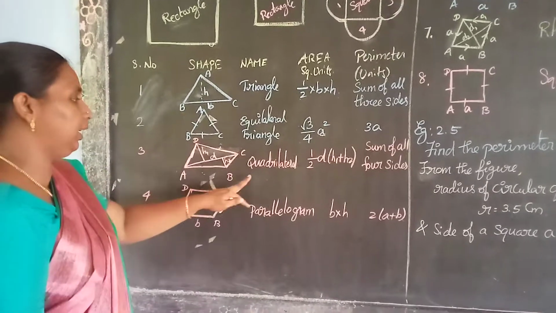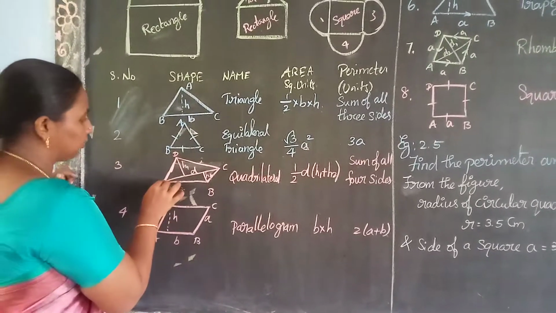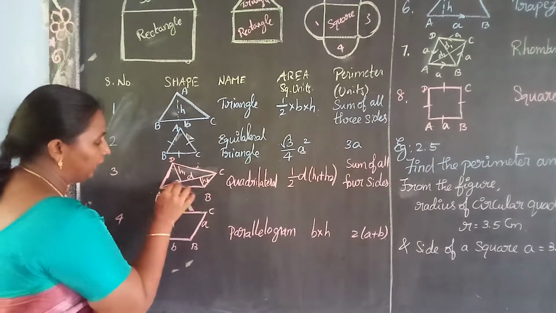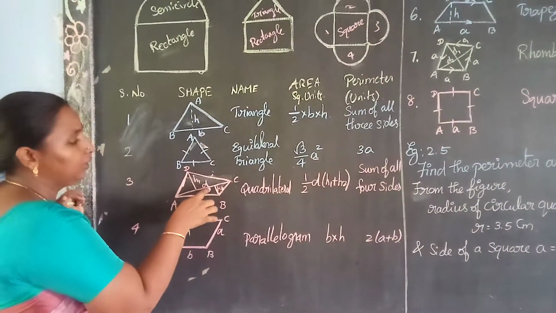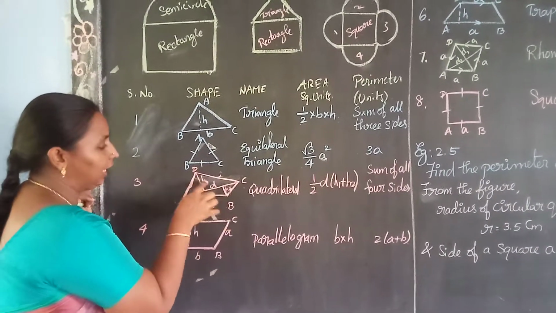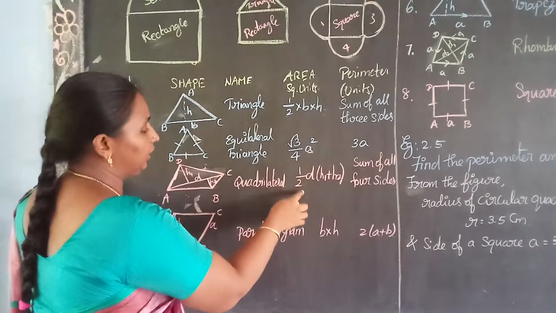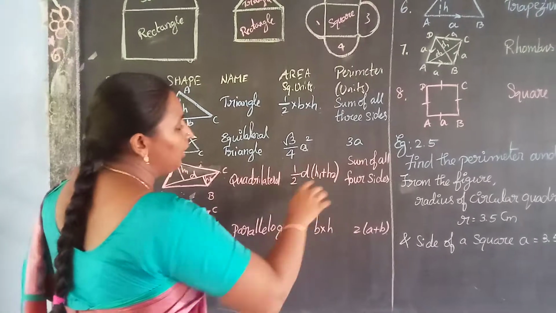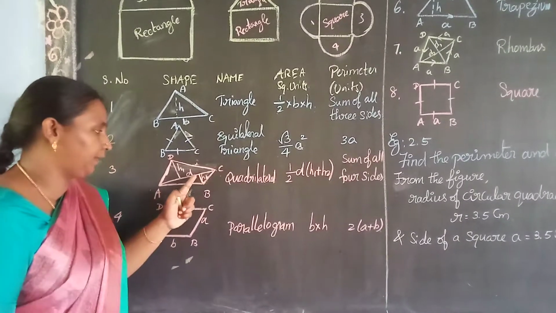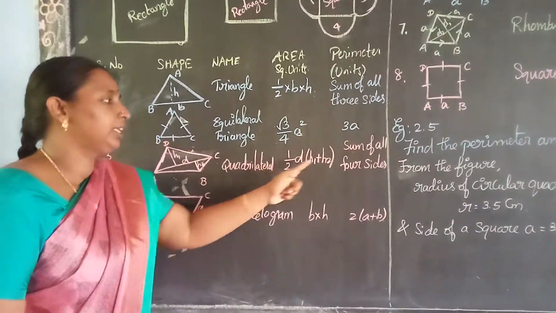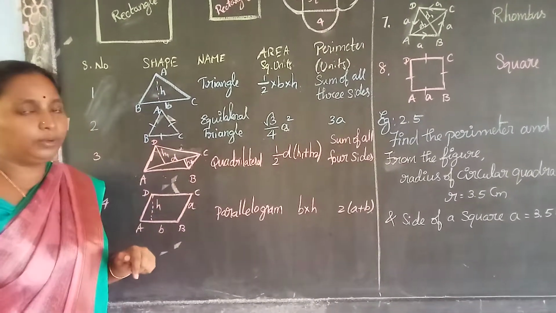Next, quadrilateral. A four-sided closed figure is called a quadrilateral. Here ABCD is a quadrilateral. I draw AC here, that is the diagonal d. The perpendicular distance from the diagonal to the opposite vertex is called the height, one is h1 and another one is h2. So the area of the quadrilateral is half into d into h1 plus h2. d is the length of the diagonal. h1 is the perpendicular height from the diagonal to the opposite vertex. h2 is also the perpendicular distance from the diagonal to the opposite vertex.